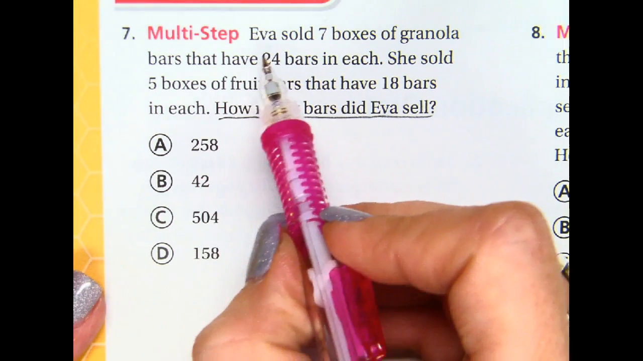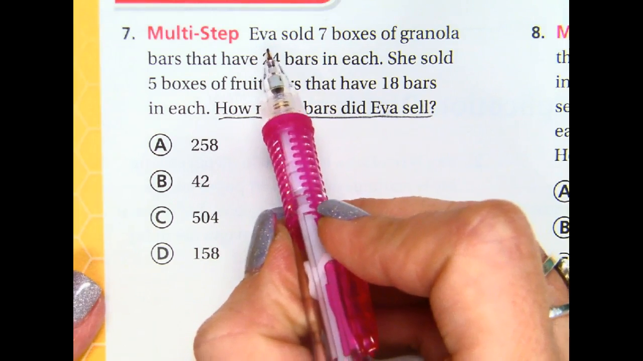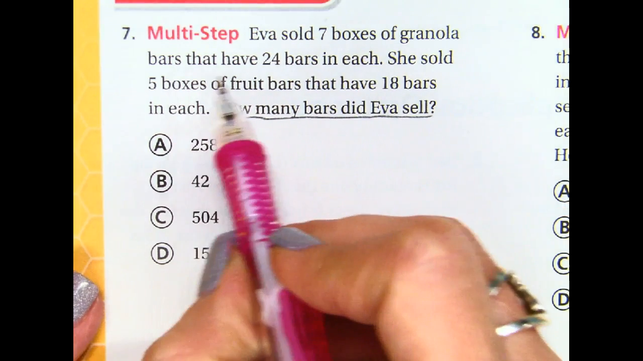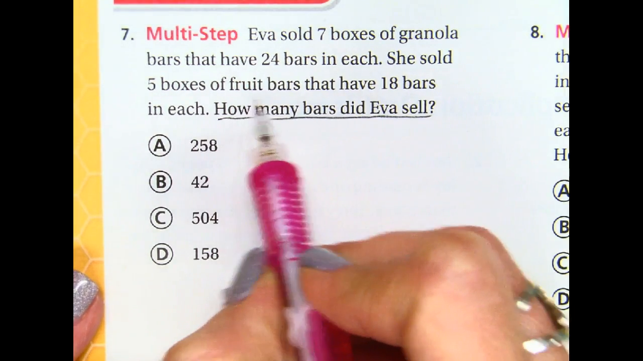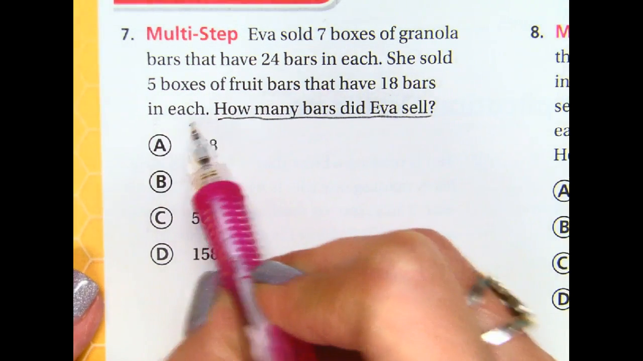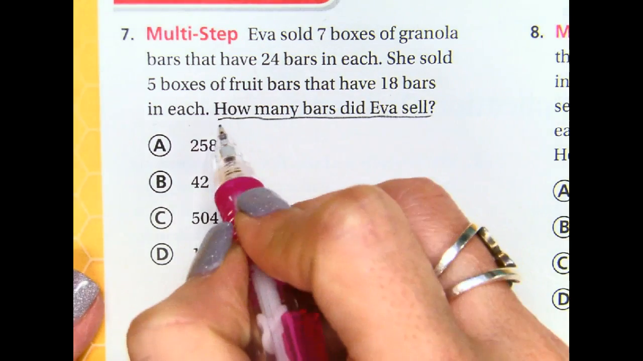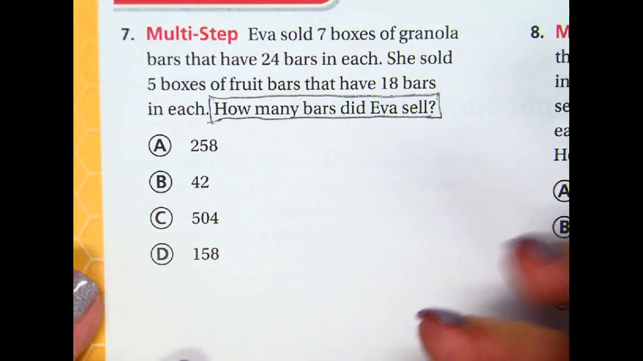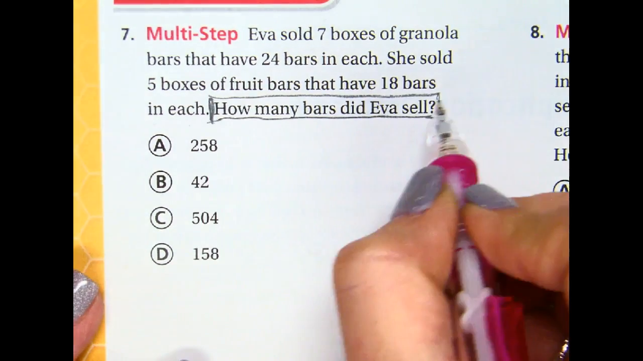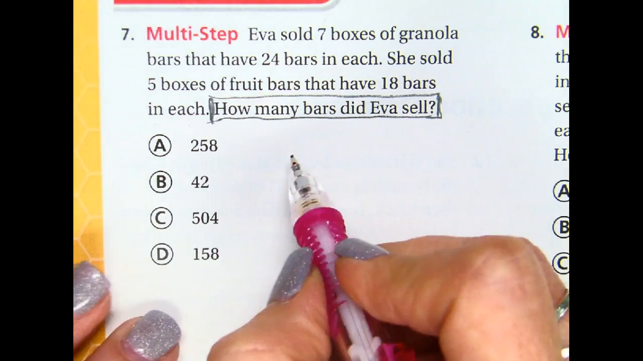So the first thing we do is we read the question. Eva sold 7 boxes of granola bars that have 24 bars in each. She sold 5 boxes of fruit bars that have 18 bars in each. How many bars did Eva sell? So it did not say about how many. It did not say how many more. We want to know how many total bars she sold. So we are looking for a total.